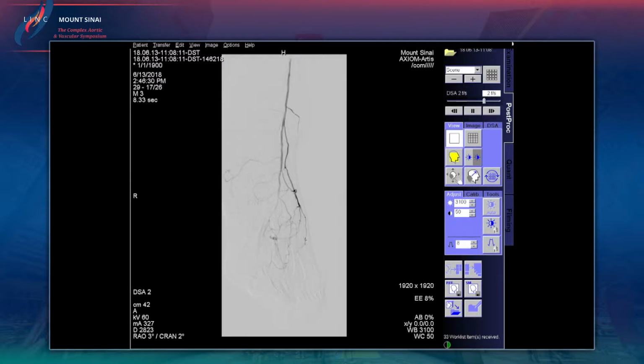So at this stage, I'm just going to wire this, and then I'm going to ask you guys to comment on how you would treat this, and how you would deal with this distal disease that he's having.